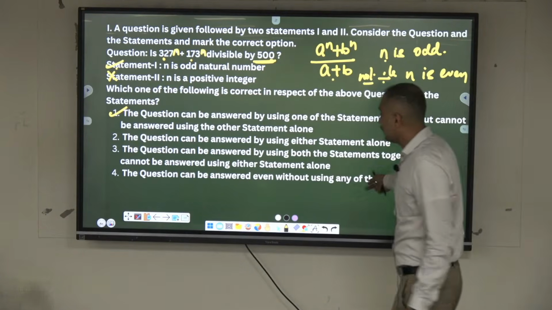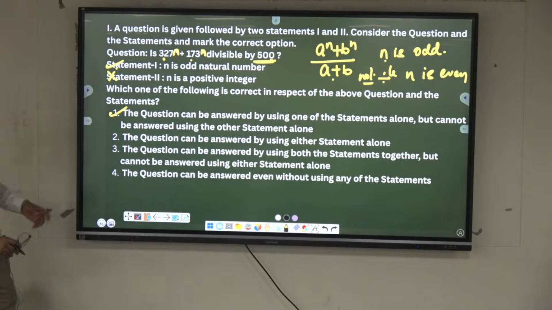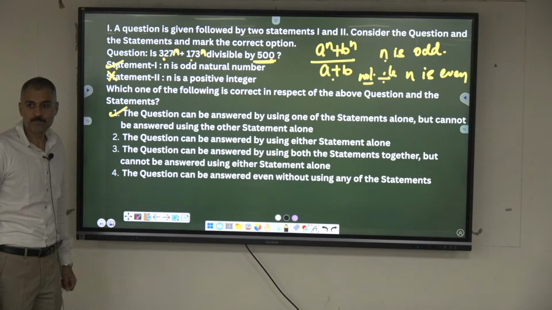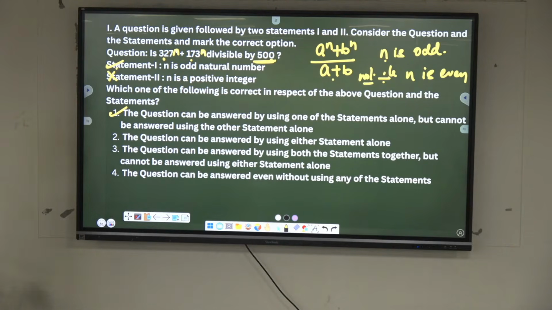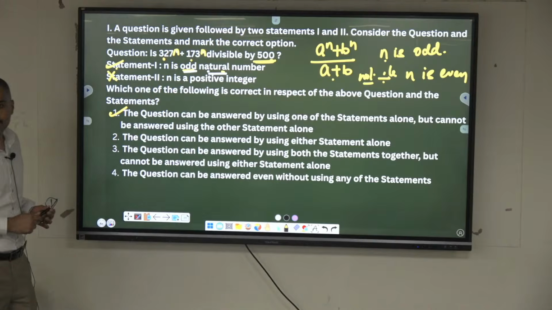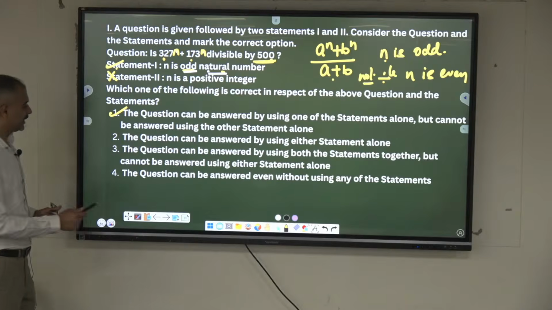Okay, see, read this one. Every year the order of this is changed. Data sufficiency: the last 5 to 8 questions will be of the data sufficiency kind. Positive. Here, n is an odd natural number. Odd natural. It says n is a positive integer. Any positive integer doesn't satisfy. Negative doesn't apply here. Okay, n can't be negative.